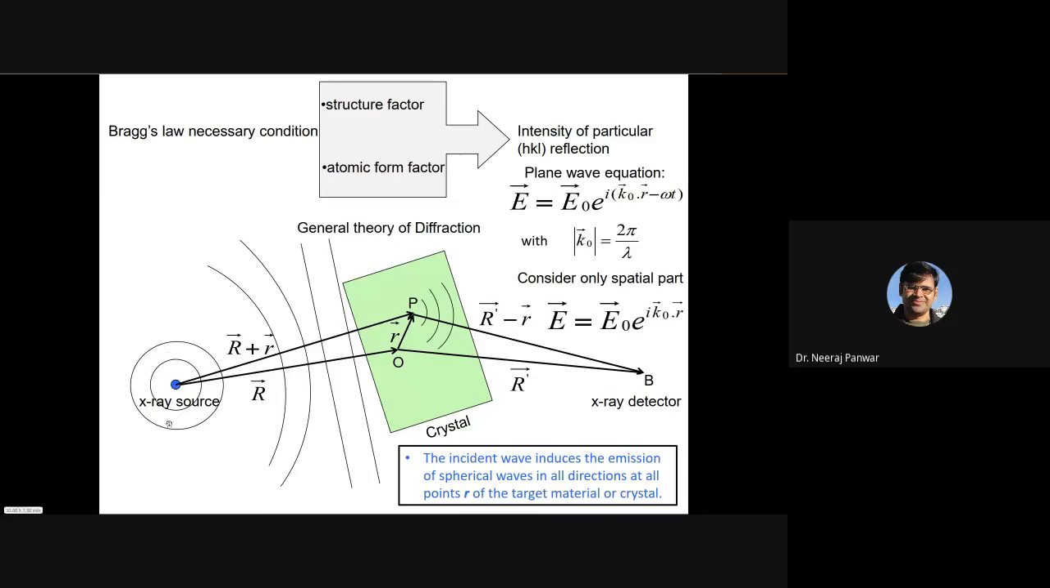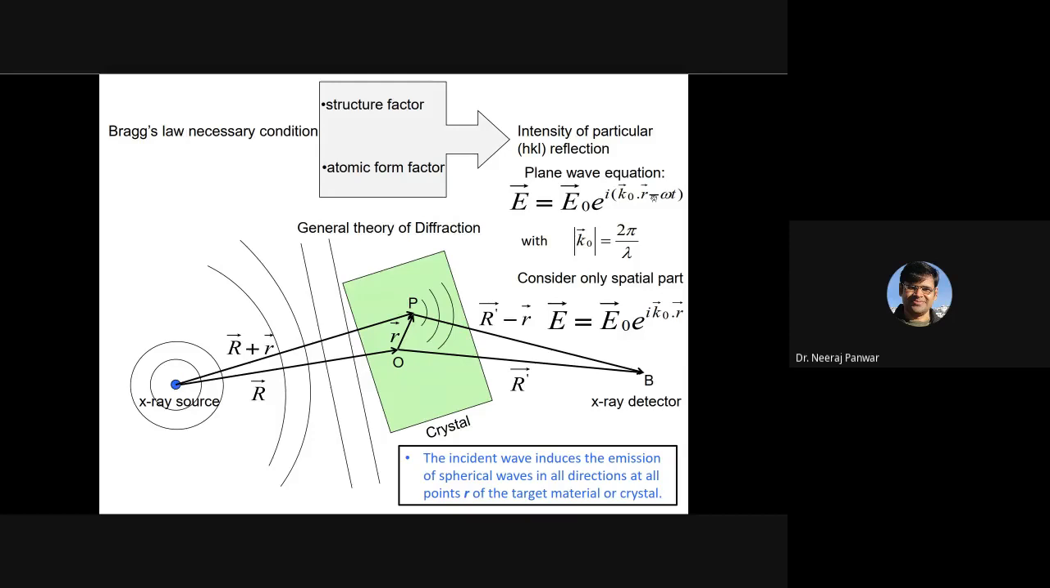These are spherical waves, but when these spherical waves travel a long distance, they can become plane waves. The wavefront will be larger, so at larger distances, they can become like plane waves. So we know the plane wave equation: E is equal to E naught e to the power i (k naught dot r minus omega t).